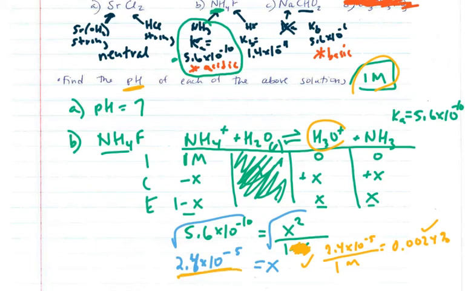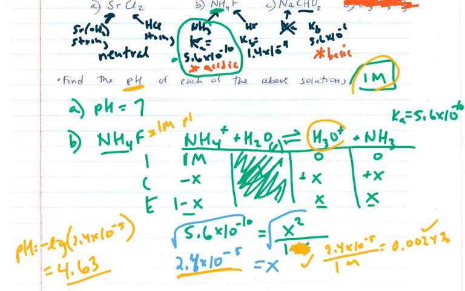So the pH is going to be the negative log of 2.4 times 10 to the negative 5, which is 4.63. And that is, for a 1 molar solution of this salt, the pH we would expect to be 4.63, which makes sense. We expect it to be acidic because it has this weak acid here. We expected it to be acidic, and 4.63 is acidic.